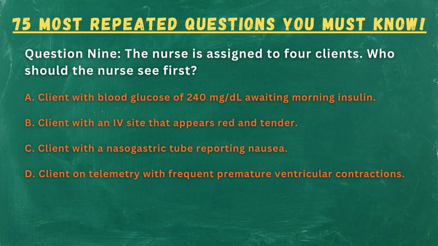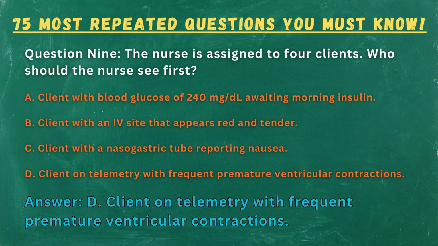Question 9. The nurse is assigned to 4 clients. Who should the nurse see first? A. Client with blood glucose of 240 milligrams per deciliter awaiting morning insulin. B. Client with cellulitis that appears red and tender. C. Client with a nasogastric tube reporting nausea. D. Client on telemetry with frequent premature ventricular contractions. Answer. D. Client on telemetry with frequent premature ventricular contractions.